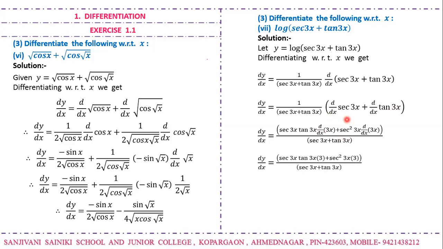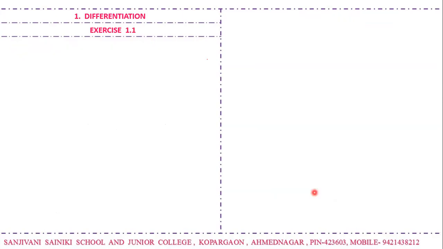Now here d by dx of 3x is 3, because 3 is a constant, we can take it outside the derivative, and the derivative of x is 1. So we get 3. Now from this term, what can we take outside? We can take 3 common and sec 3x common. Both of them we can take outside. And what remains in the bracket? Sec 3x plus tan 3x, which is the same as the denominator. So these two terms will cancel each other. And what we get? dy by dx is equal to 3 sec 3x, the derivative of the given function.